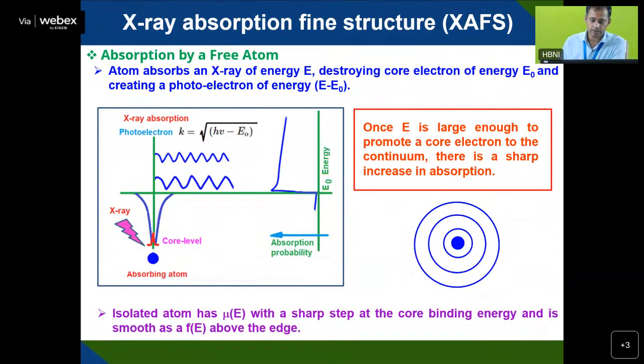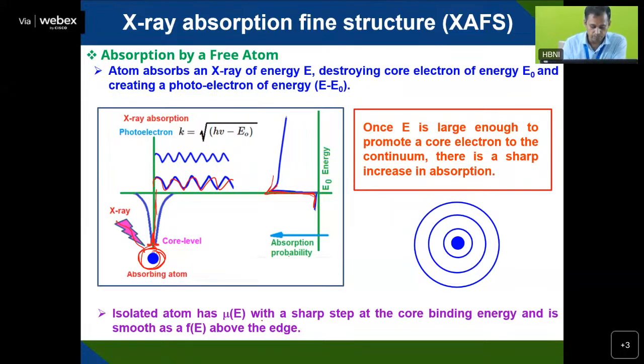So if you see first EXAFS, the absorption of a free electron, if you see this is an absorbing atom here, then what will happen? There is only one atom here. So X-ray is coming here, falling here. Then what you will see? You will see a photoelectron is moving, and then you will see the corresponding wave vector propagating like this. So here, because of this single electron, you will see there is a band edge transition from ground state to this E0. If you see the absorption probability, it will increase like this.